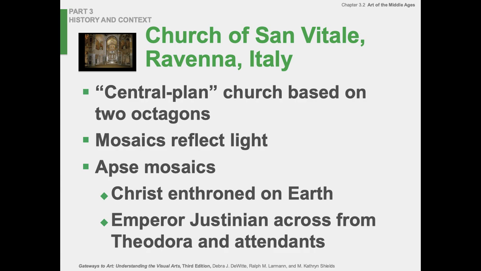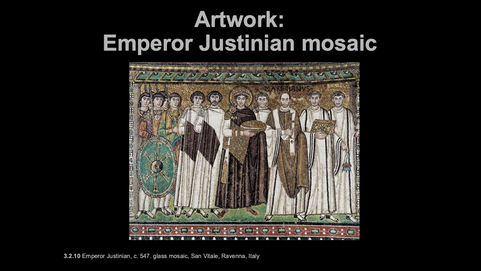So there's mosaics in the apse. Okay, our apse is here, and it reflects the light. And we're going to see Justinian across from Theodora and his attendants, which is this piece right here. So here is the Emperor Justinian right here in the middle, of course, because he's the most important figure. So we're going to put him central.